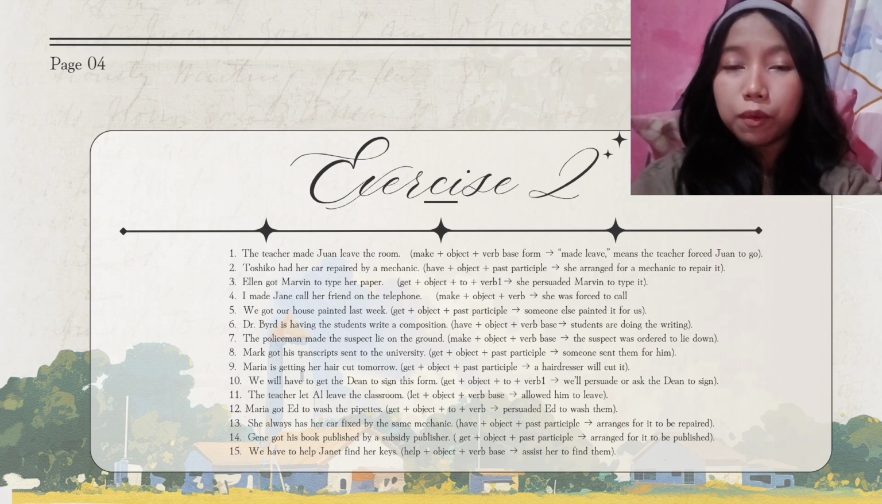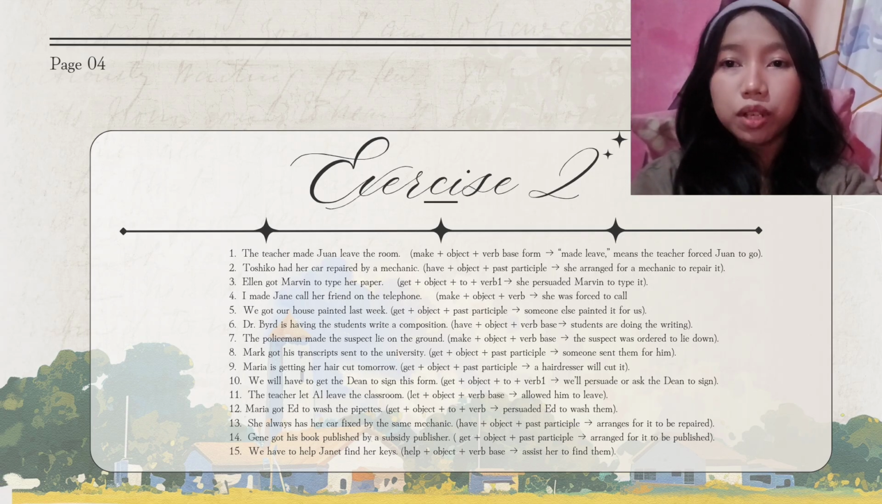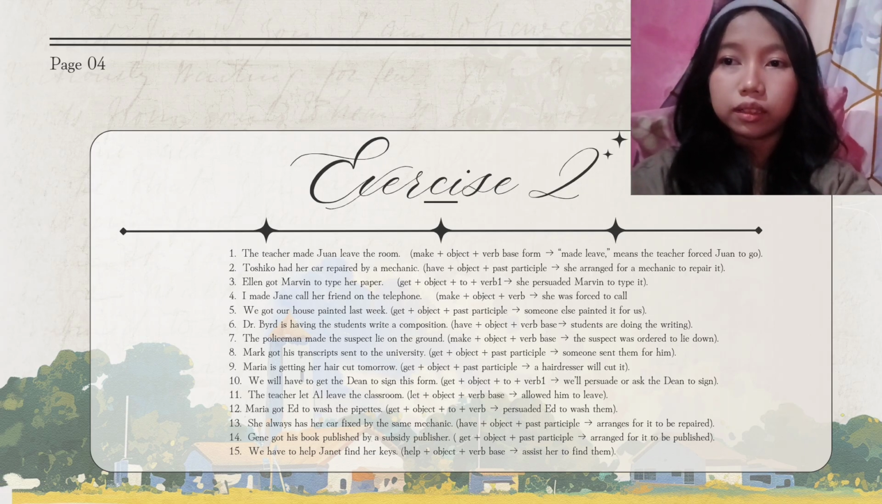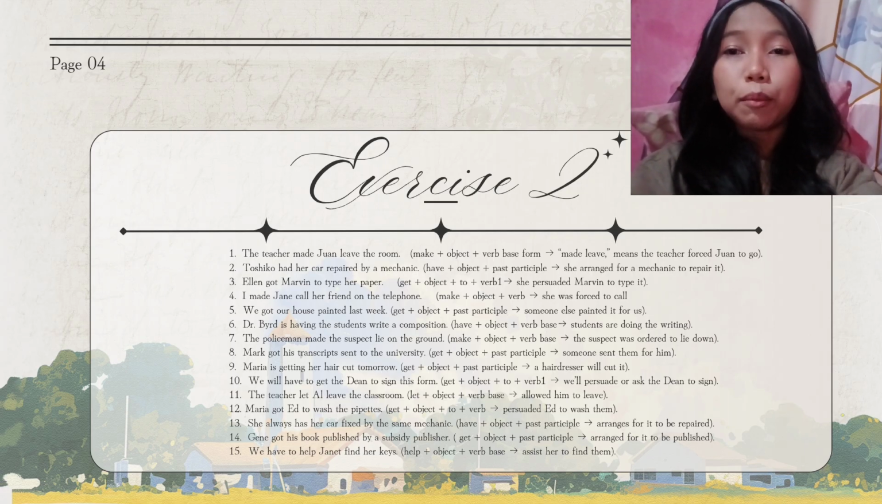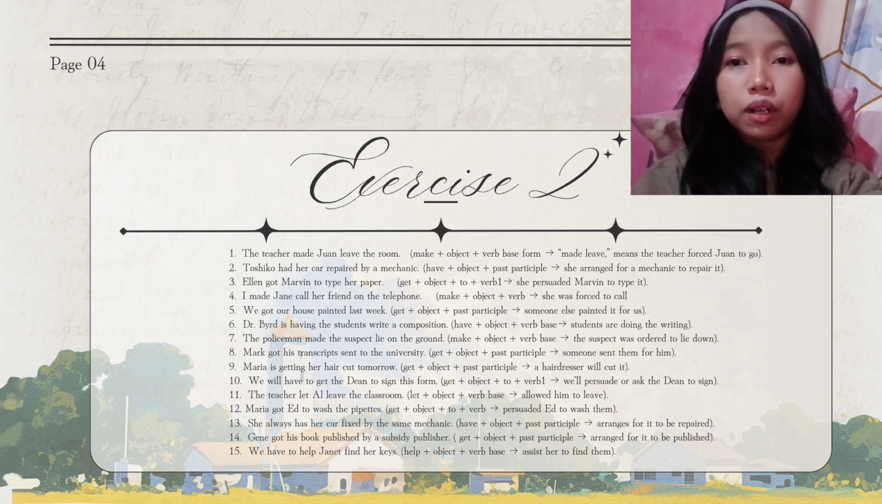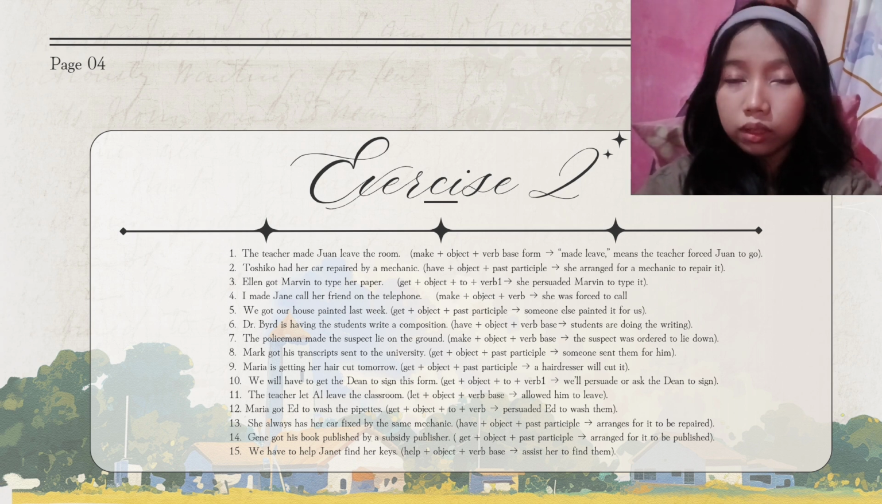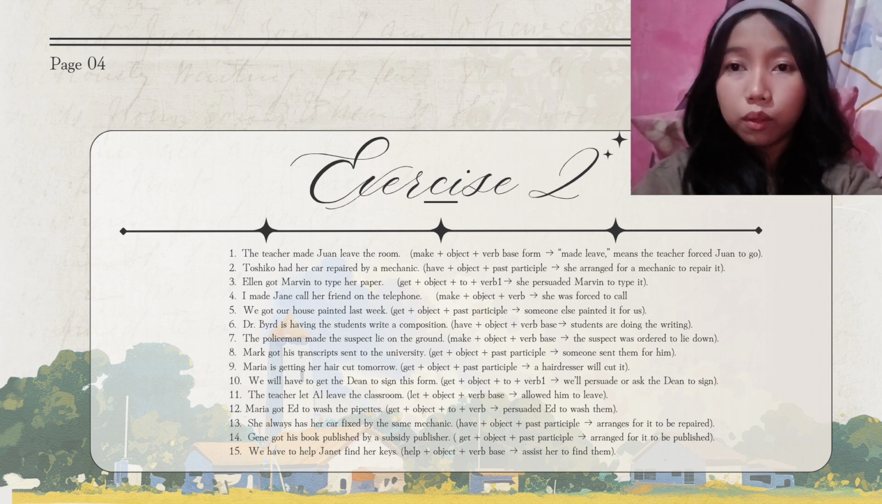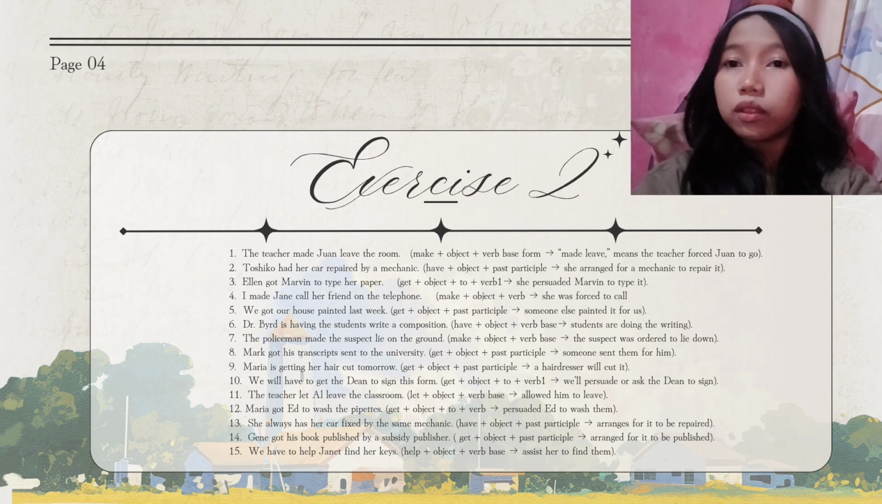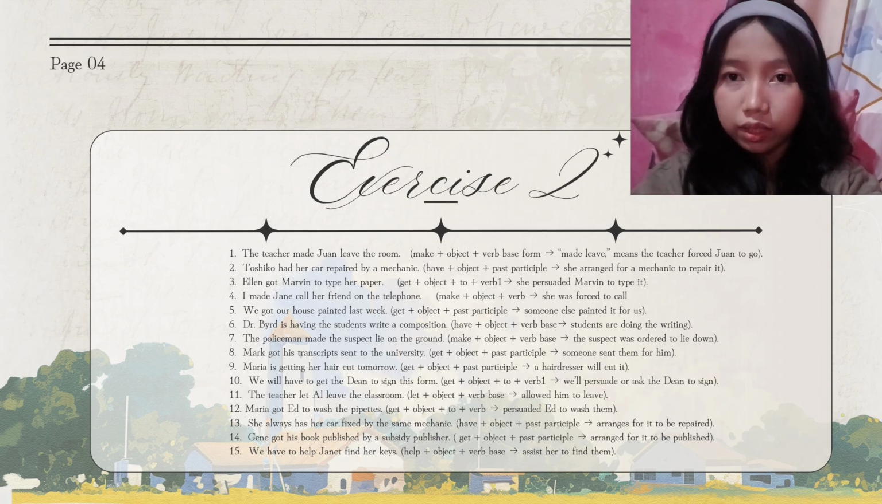The answer for number 4. I made Jen call her friends on the telephone. The structure is make plus object plus verb 1. Again, made means force or require. The subject, I, caused Jen to do the action, call. So the verb call stays in the base form, not to call. The meaning of the sentence is I forced Jen to phone her friends.